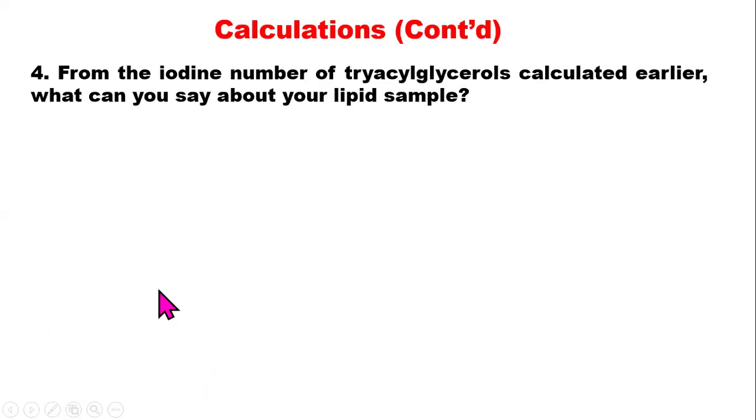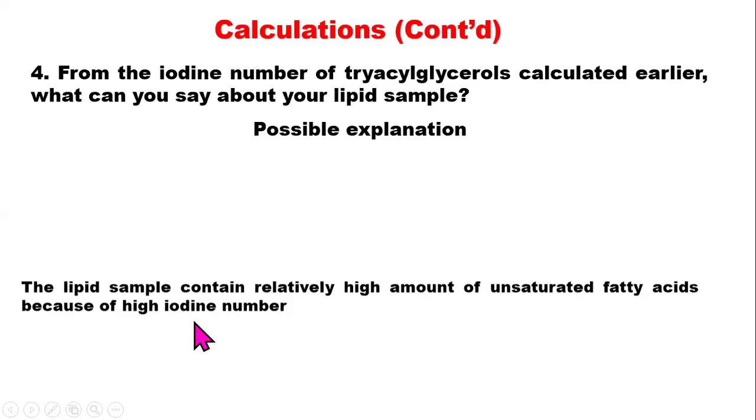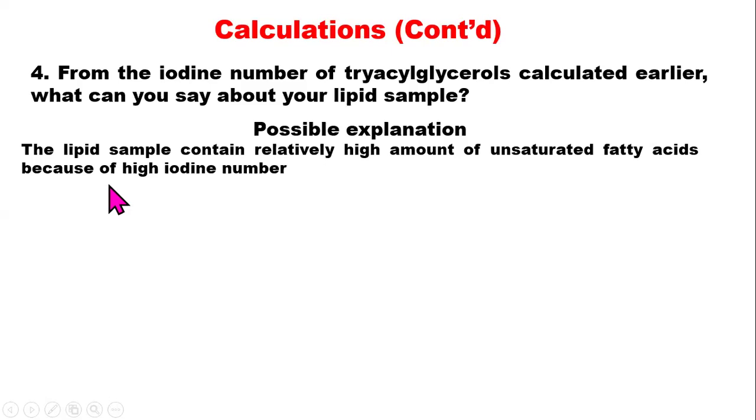So what can you say now? The next question says from your iodine number that you calculated, what can you say about your lipid sample? So from this iodine number that you just calculated, 54.26 grams, what can you say about your lipid sample? Now, a possible explanation is that the lipid sample contains a relatively high amount of unsaturated fatty acid, because you have a high iodine number.